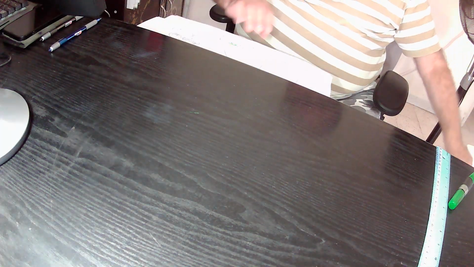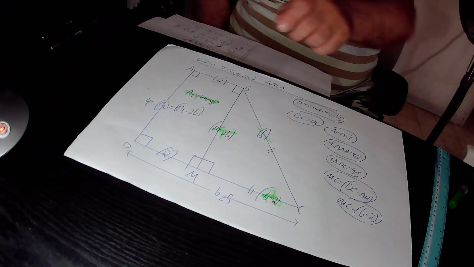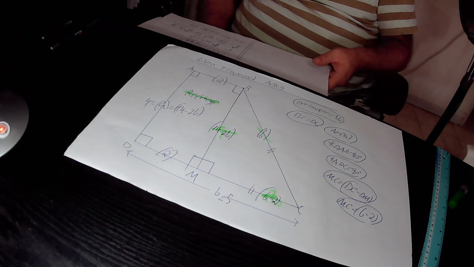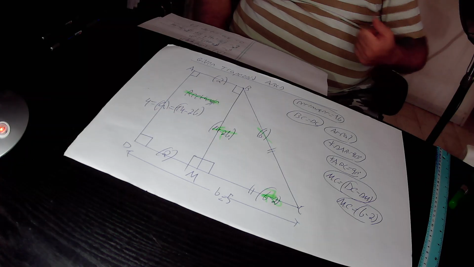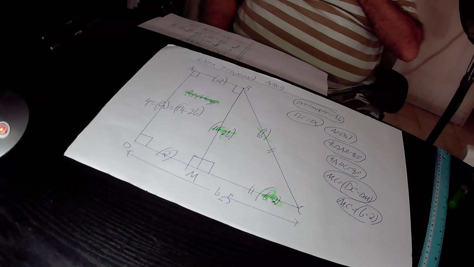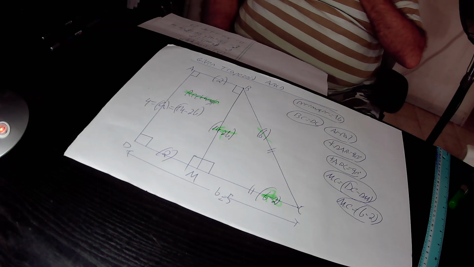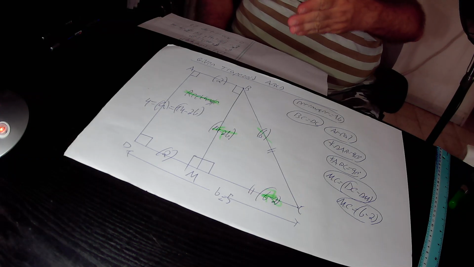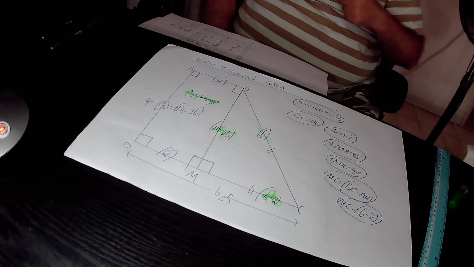So, in the first question, our mission is to find out the area of this trapezoid ABCD. It is given in the question that the perimeter of this trapezoid ABCD is equal to 16. So what is the perimeter of a trapezoid? The perimeter of a trapezoid is the sum of the lengths of all the sides of this trapezoid ABCD.